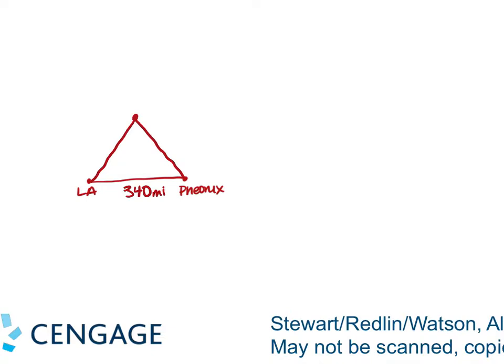Let's label Los Angeles A, Phoenix B, and the satellite C, which means this angle here is angle A. The side length across from it is side length A. This angle here is angle B. The side length across from that is side B. And this angle here, angle C, the side length across from that is side length C.